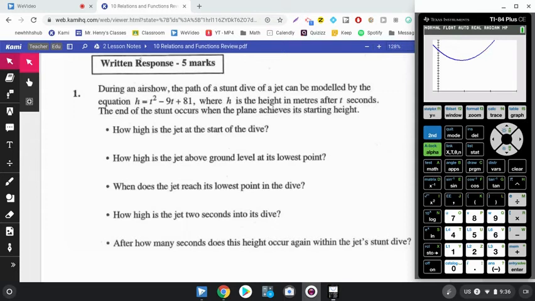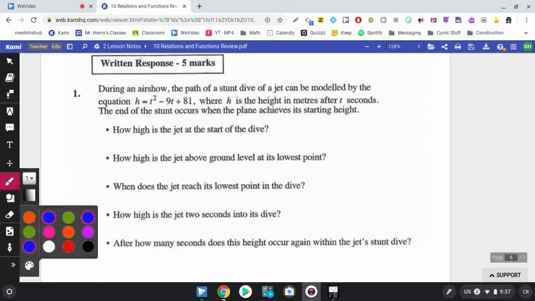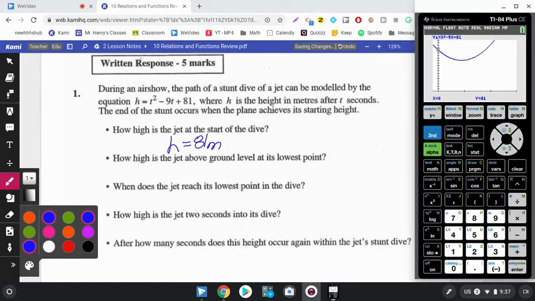How high is the jet at the start of the dive? Well, that's this point right here. That's T of 0 or X of 0. That's asking me to find the Y-intercept. The Y-intercept happens when X is 0. I can enter that value. Second calc, value, X of 0. Boom, it jumps to that point. Y is equal to 81. Well, I'll call it H over here. H equals 81 meters. Okay, that's great. Okay, that was, again, second calc value. And my value is 0.